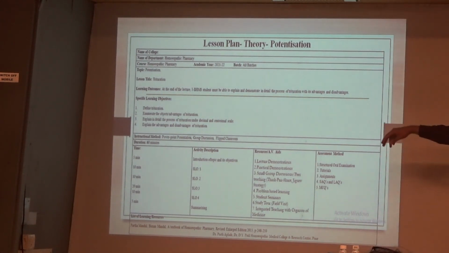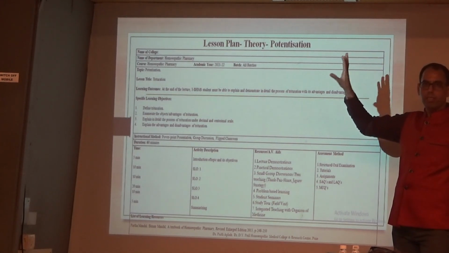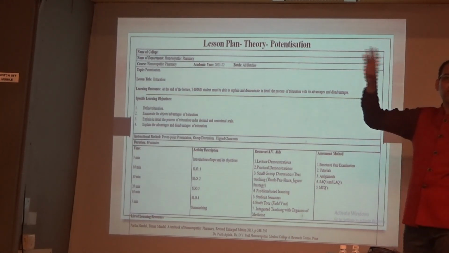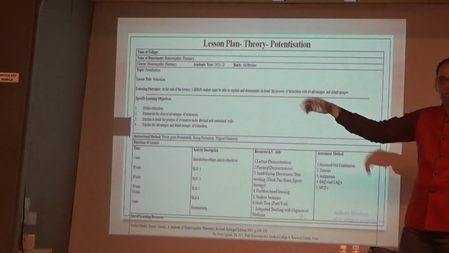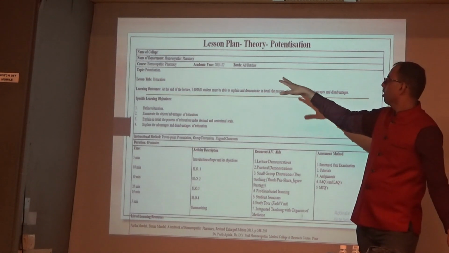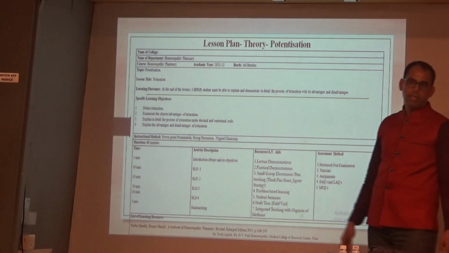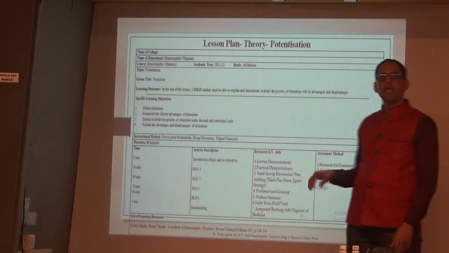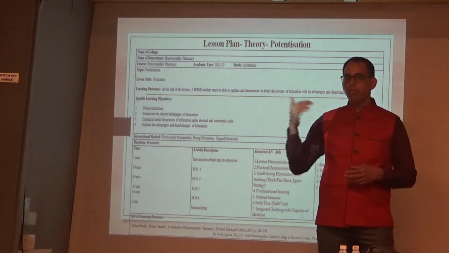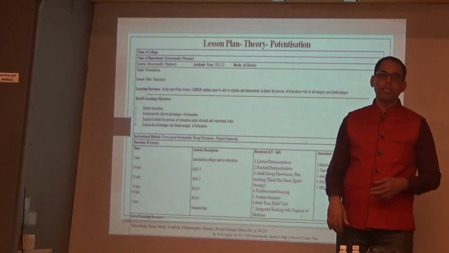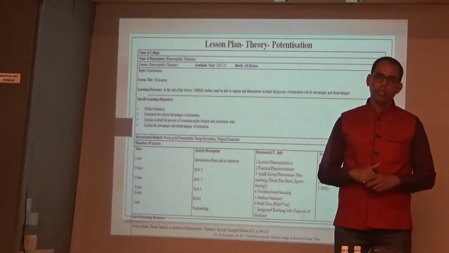For example, if you see over here, the name of the college will be there. This is how we use the lesson plan in our college. Now we will be using whatever uniform template will be formed. Then it has the course, the academic year and batches. Now it has the topic, potentization. I am not going to teach potentization in one lecture. So in potentization, today I am going to start with trituration. So under the topic comes the lesson title, which is trituration.